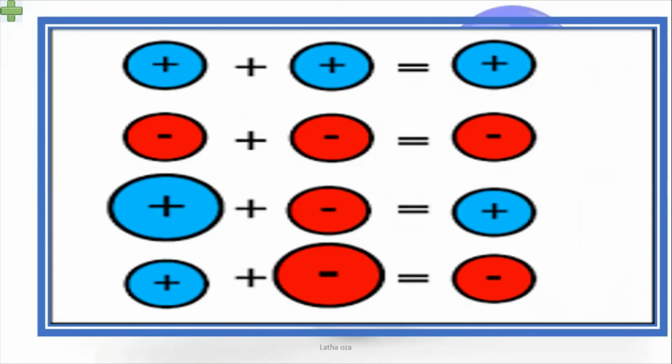Plus and plus will be a plus sign only. Minus and minus, we have to add the numbers and put the negative sign. Plus and a minus sign, we subtract the numbers and put the larger number's sign. Plus and minus, we subtract the numbers and put the larger number's sign.